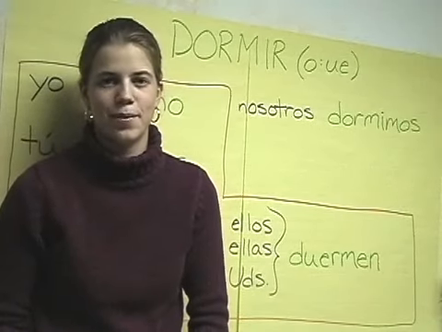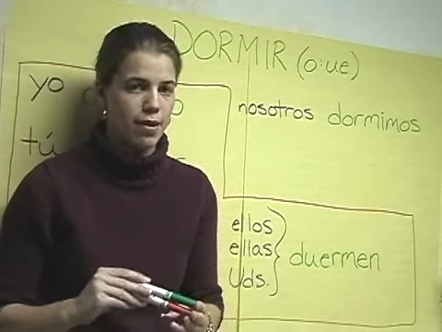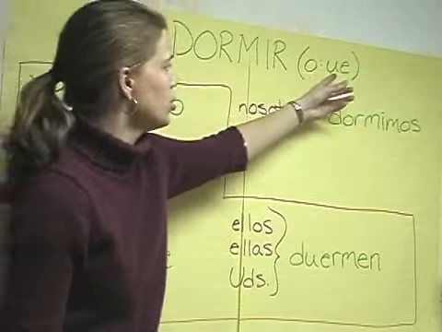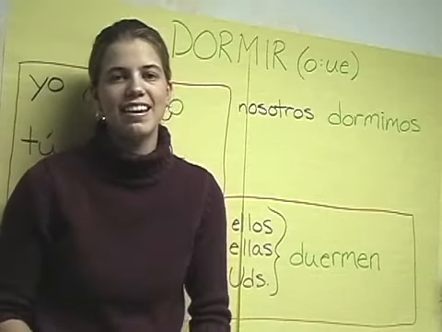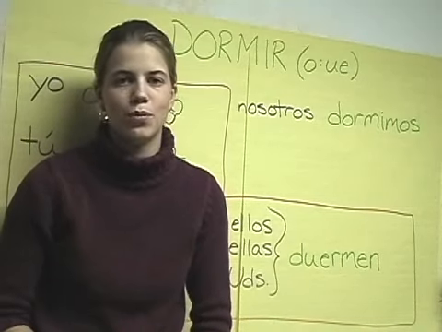And how many stem changing verbs do you have? I mean, how many stem changes? There are 3 different types. We saw the E to IE before. We see O to UE. And there's also an E to I, like pedir. But that's explained for you in the book.